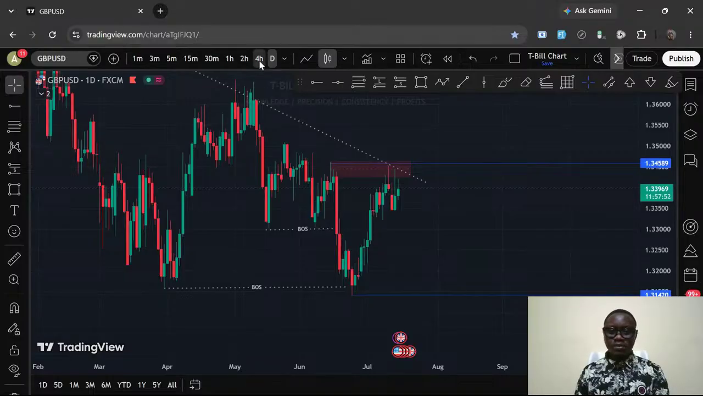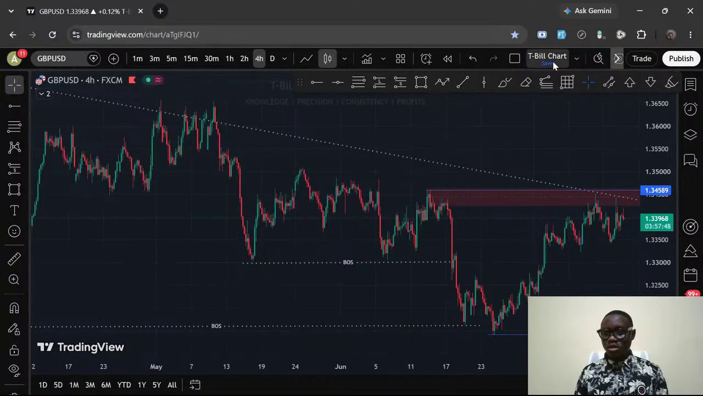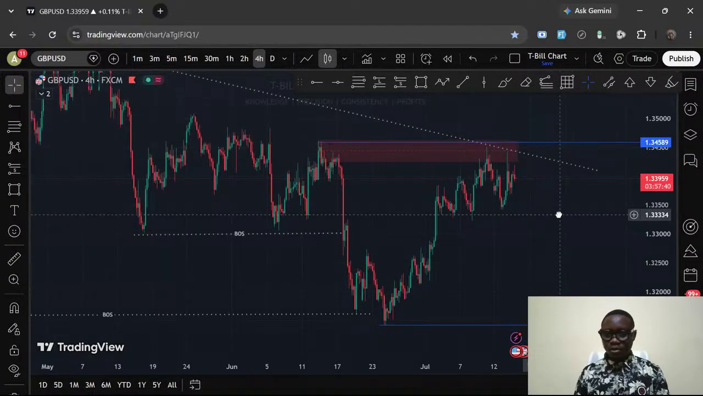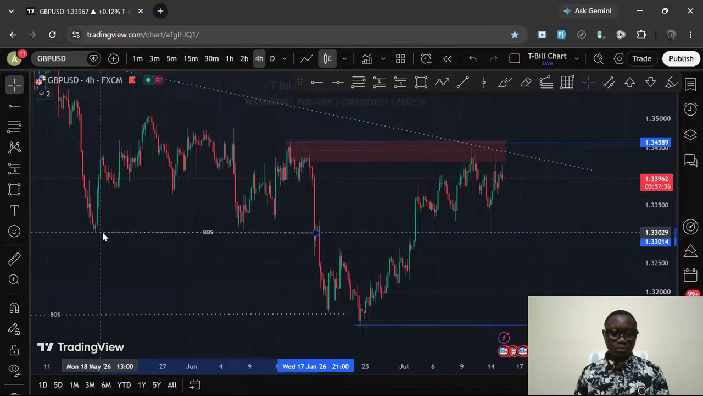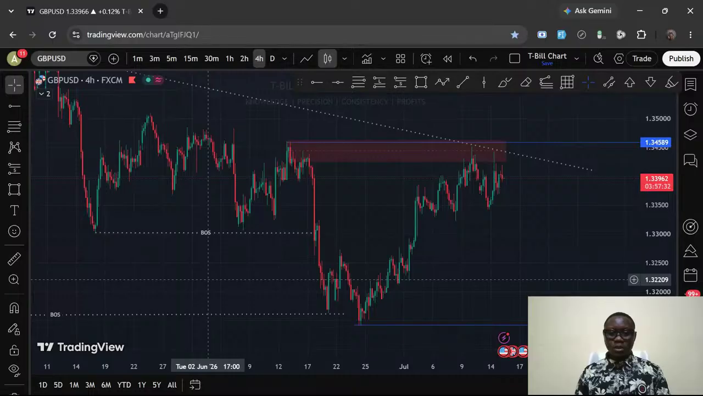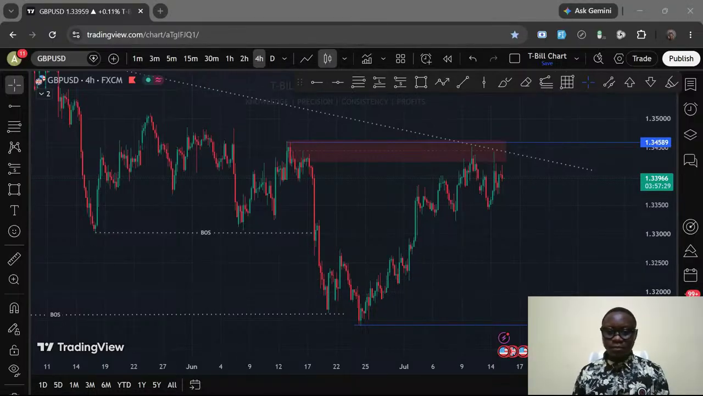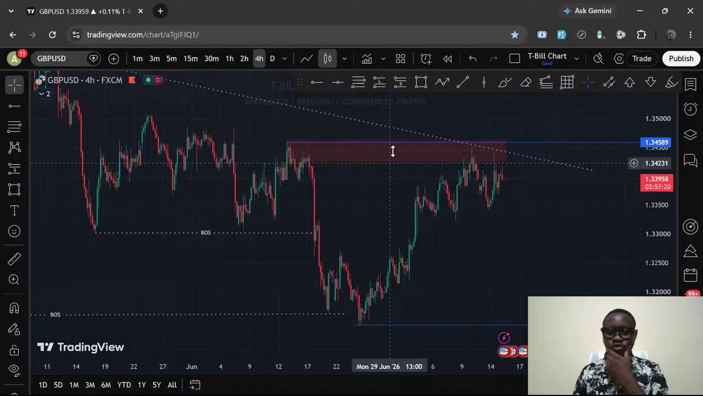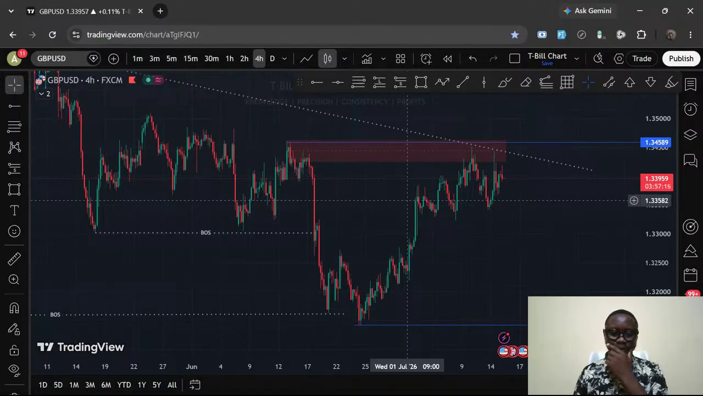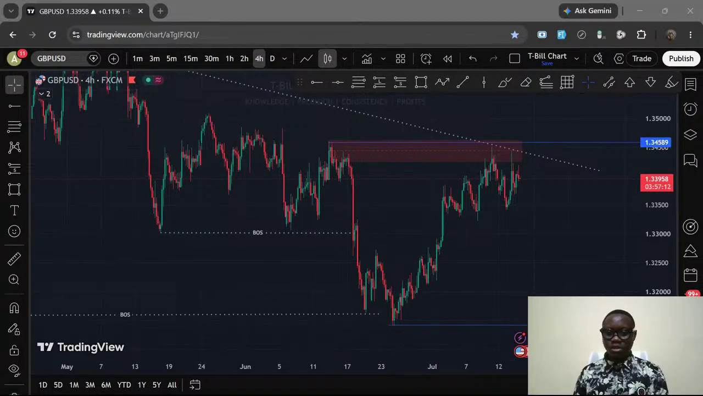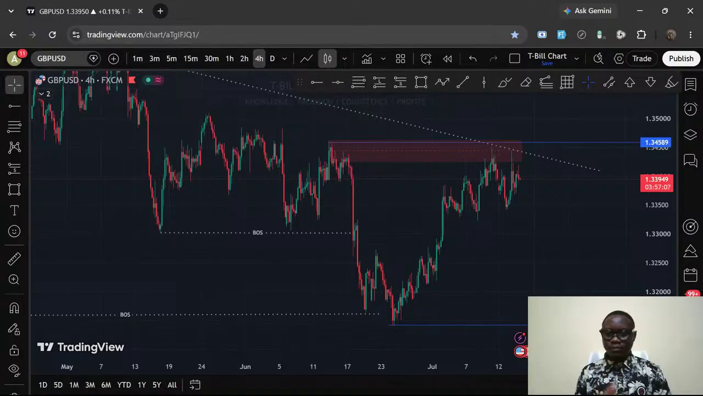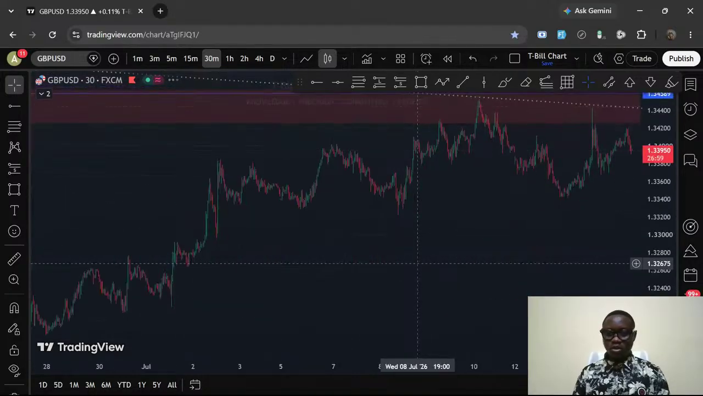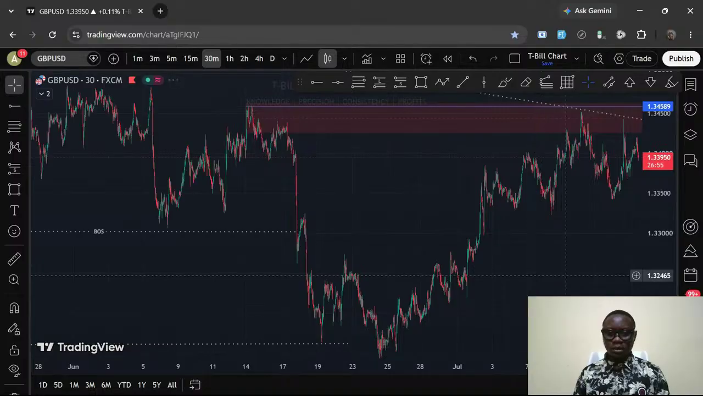So let's drill down to the 4H time frame to identify other potential zones. All right, let's drill down to the 30-minute time frame, our entry time frame, to see what price is doing at this zone to read the price action. So on the 30 minutes time frame, we have this.